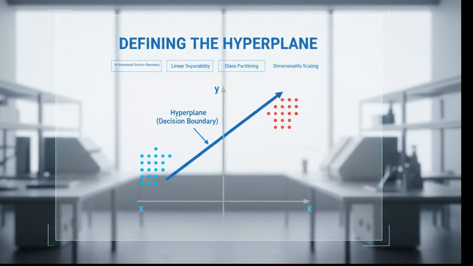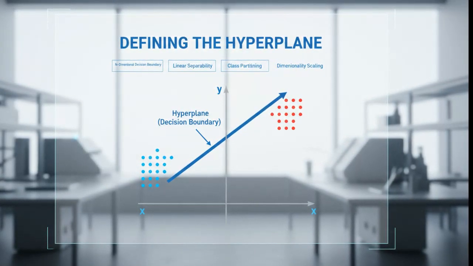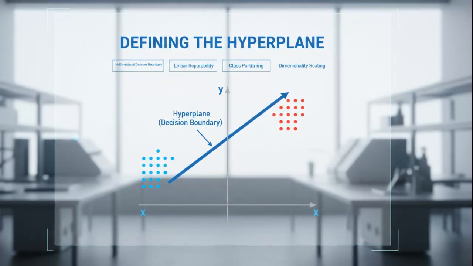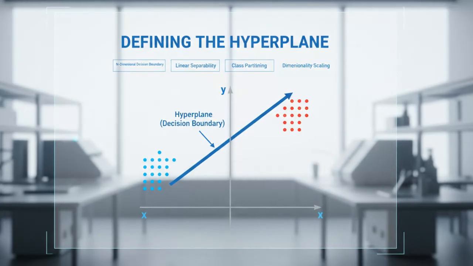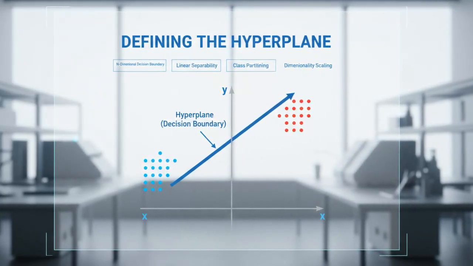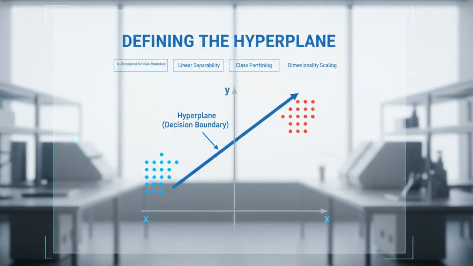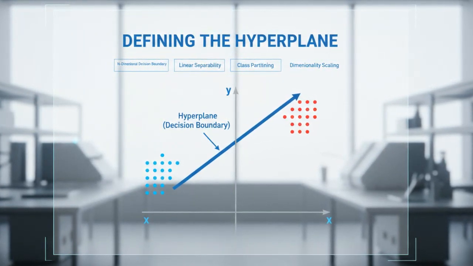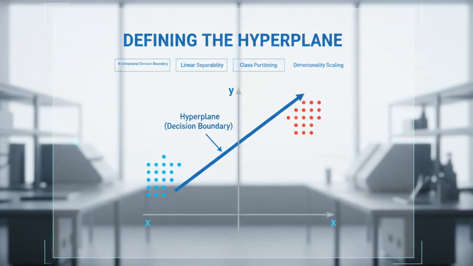The fundamental goal of an SVM is to find a hyperplane in an n-dimensional space that distinctly classifies the data points. In a two-dimensional space, this hyperplane is simply a line. In 3 dimensions, it is a flat plane. As we scale to higher dimensions, the complexity increases, but the principle remains the same. The hyperplane serves as the decision boundary.